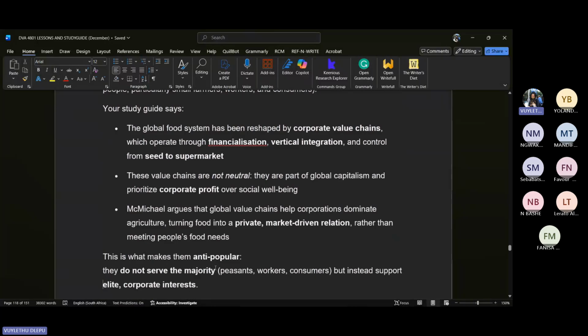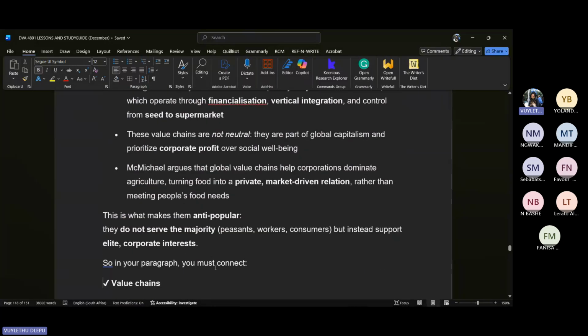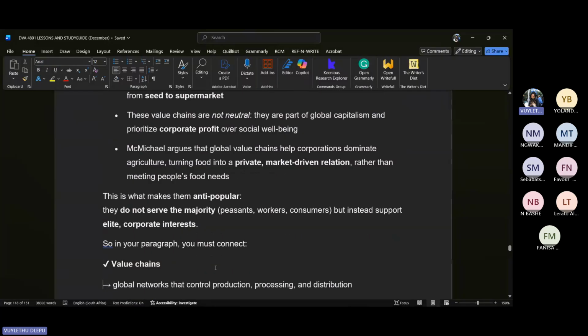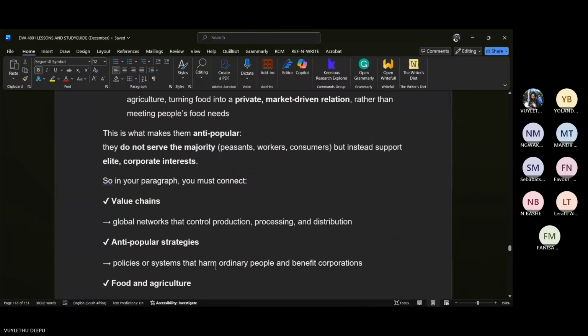And McMichael argues that global value chains help corporations dominate agriculture, turning food into a private, market-driven relation rather than meeting people's food needs. This is what makes them anti-popular. They do not serve the majority, peasants, workers, consumers, but instead support elite corporate interest. And then, yeah, so that's how we go about answering a question like that.